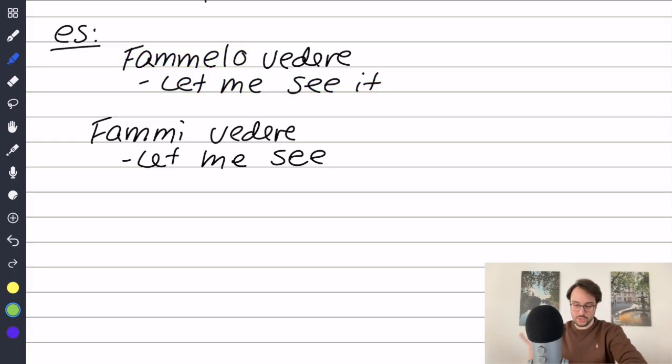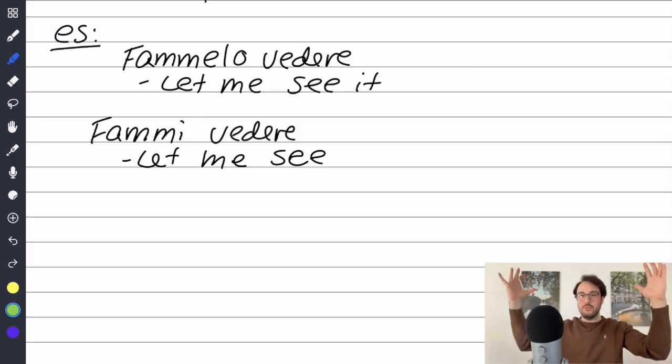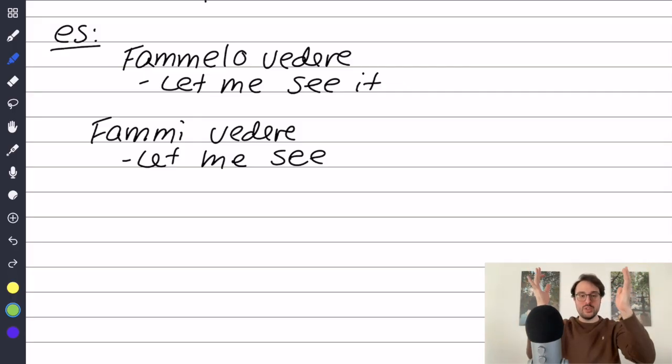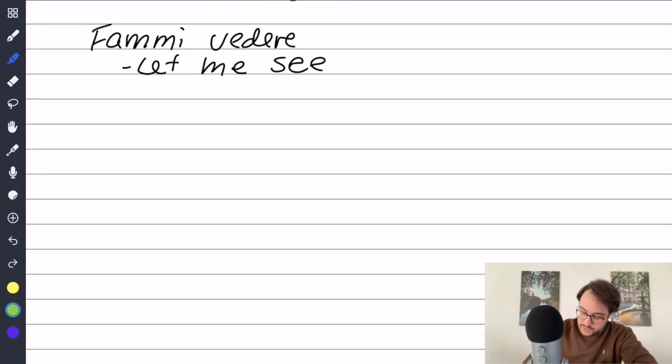So what I'd like to do at this point is I want to begin with everything separated and do what I call the funnel down approach, which is where we begin with everything all spelled out, and we just keep going, keep going, keep going until we get to something really reduced, which is this. This would be our ending result here, fammelo vedere. So let's do that. I call this the funnel down method.